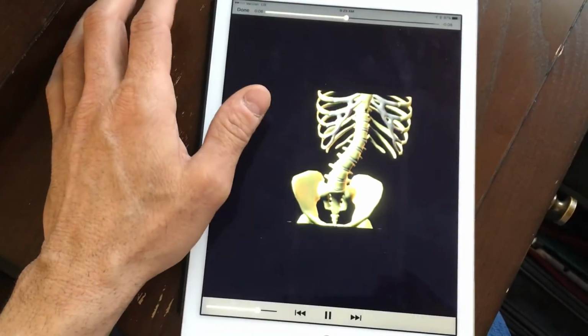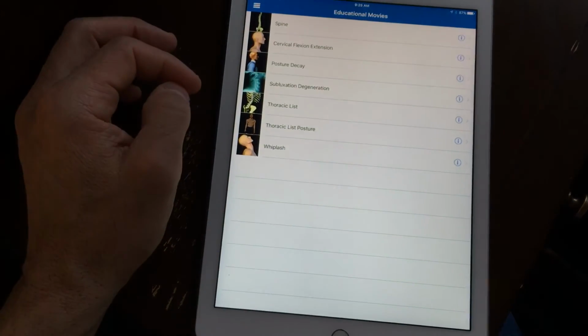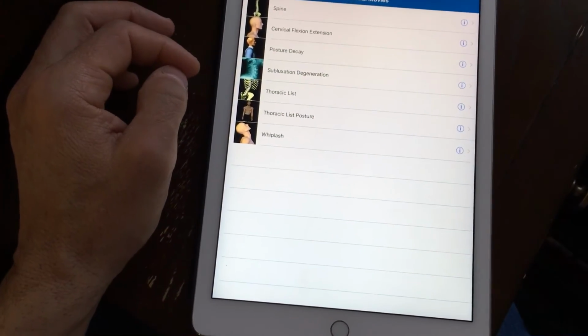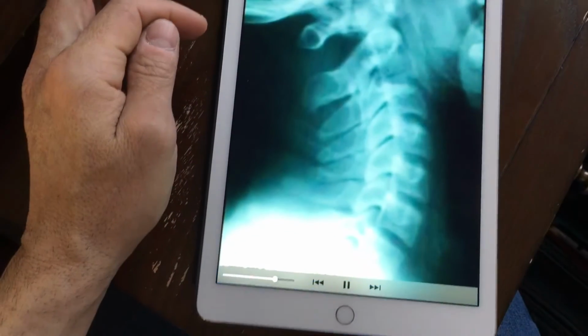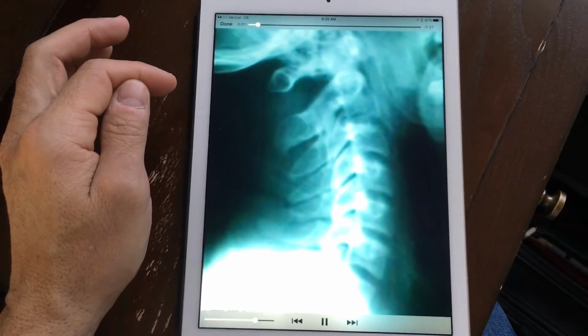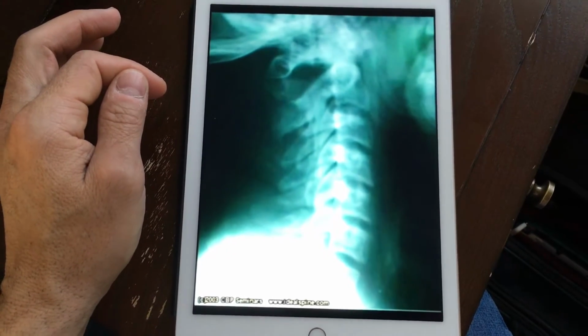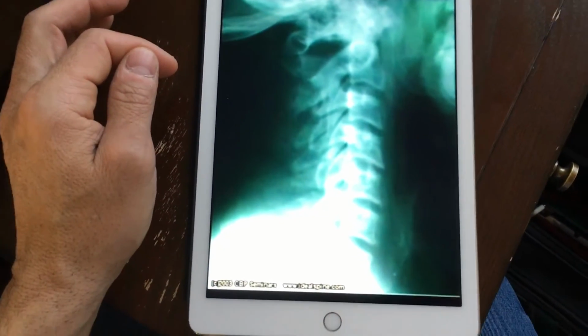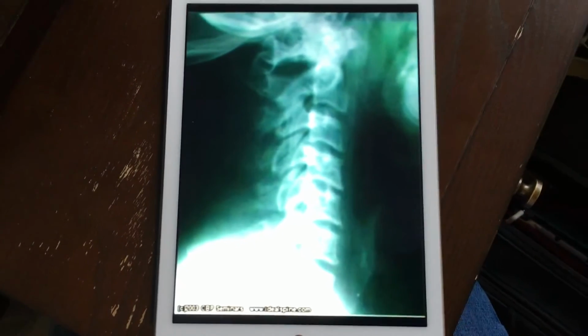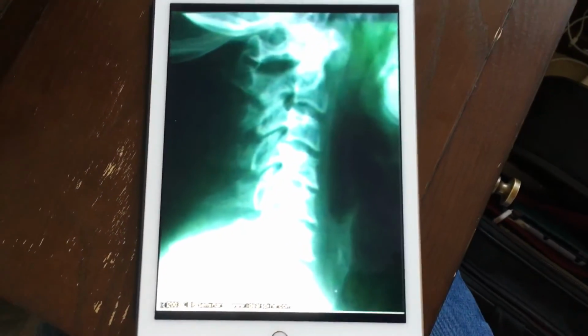Okay, and what we're going to do is I'm going to go ahead and go back and show the most popular animation we have, which is the subluxation degeneration, which is going from a lordosis over time, losing that normal healthy curve. And as they lose that normal healthy curve, you're going to go ahead and see Wolff's Law take effect.